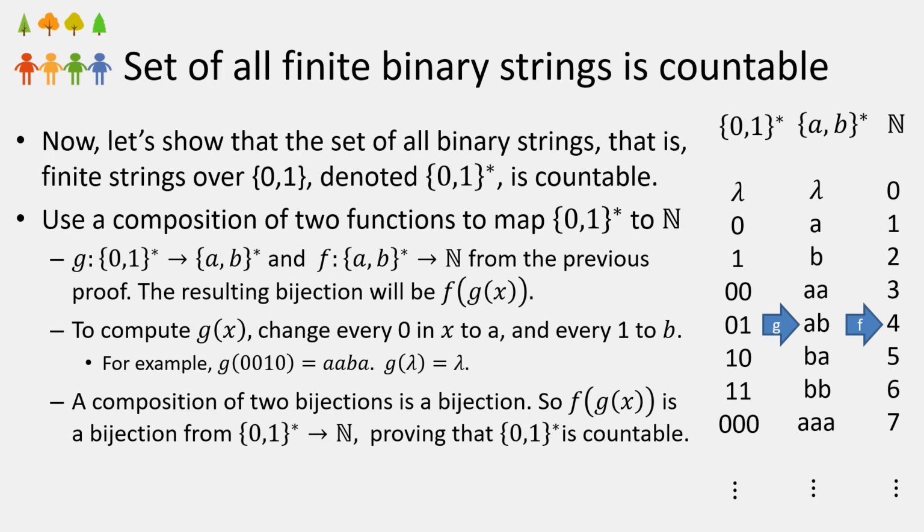So now, in order to get a bijection between binary strings and natural numbers, it's enough to compose those two functions, the function that's a bijection from strings over A, B to natural numbers, and the function that converts a binary string into a string of A's and B's. And the composition of two bijections is also a bijection, so that will give us a bijection.